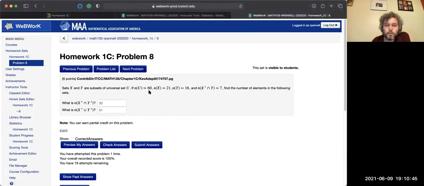What about this one? The universe equals 60, X equals 21, Y equals 16, and X complement intersect Y is 7. You want to find the outside, and then you want to find X complement union Y complement, and you'll find that that's the complement of the intersection if you use De Morgan's law.